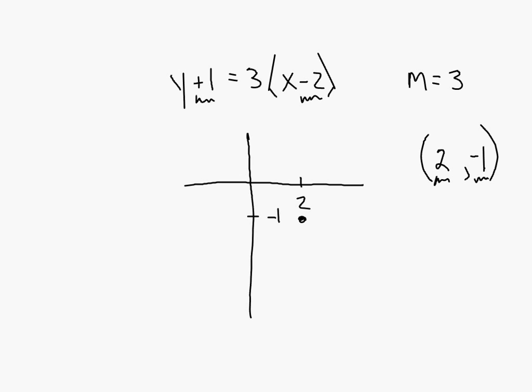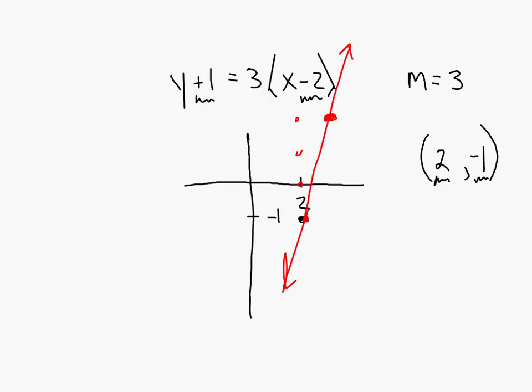And from that point, you would rise 3: 1, 2, 3, run 1. And there's the line. Alright?